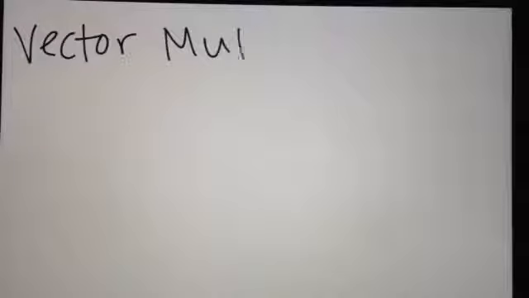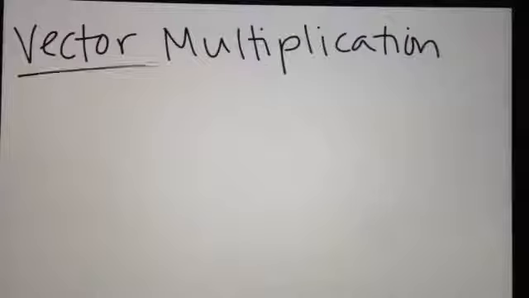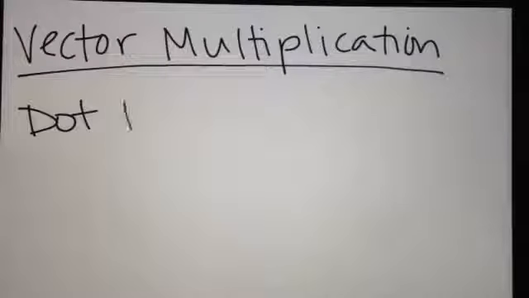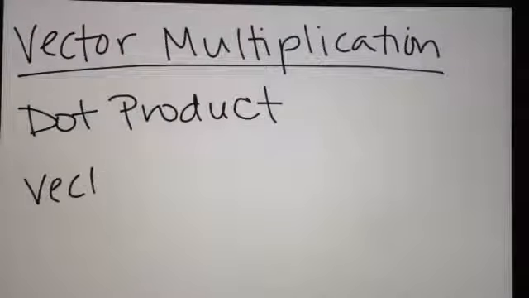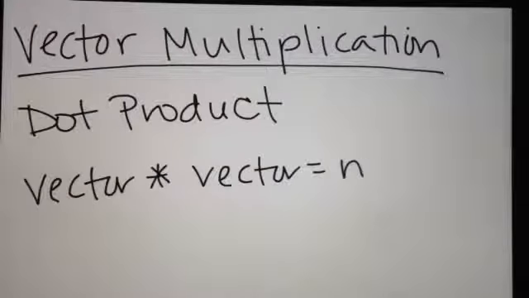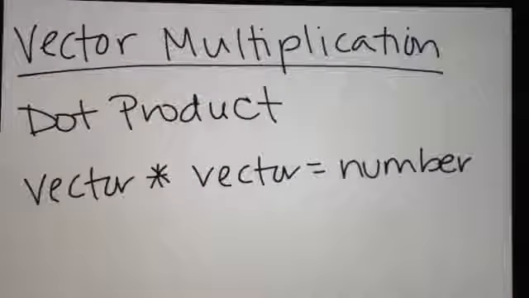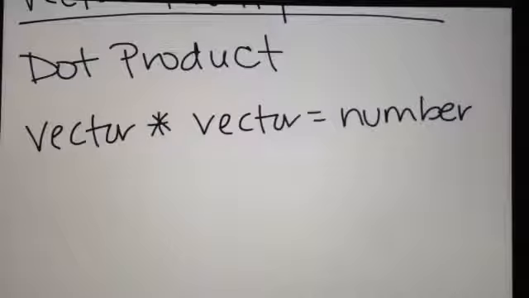Okay, one thing that is a little bit different than what you are probably expecting is vector multiplication. When we do vector multiplication, we call it the dot product. It's interesting because when you do the dot product, you have a vector multiplied by a vector, and your final answer is going to be a single number, which is kind of the weird part about it. So here's how vector multiplication works.